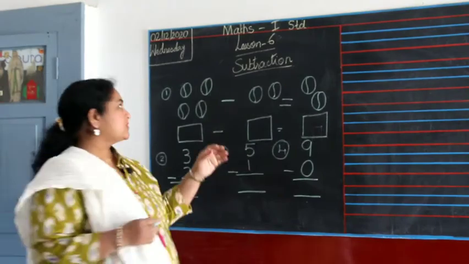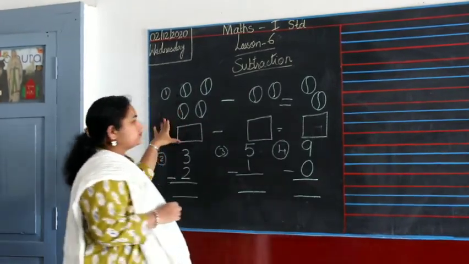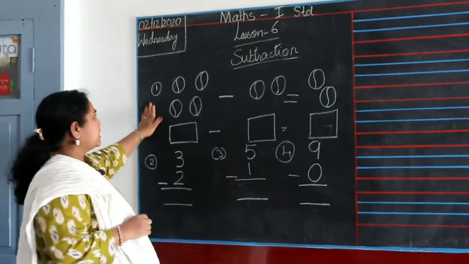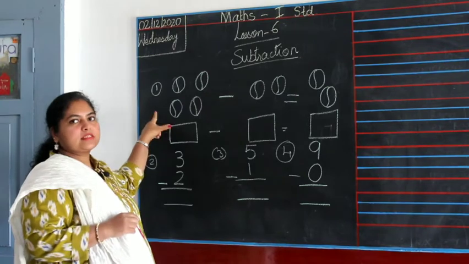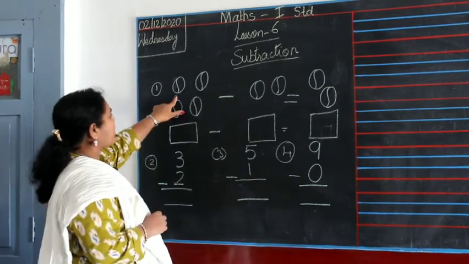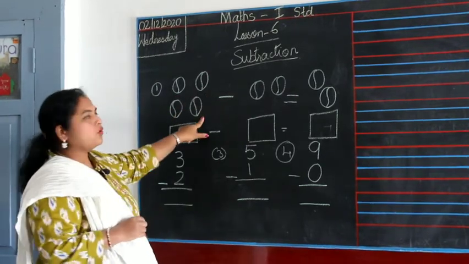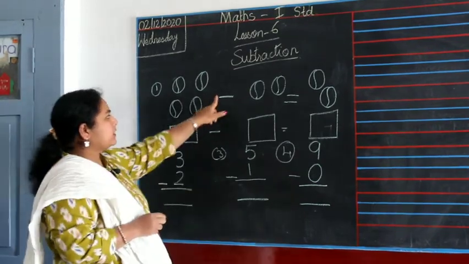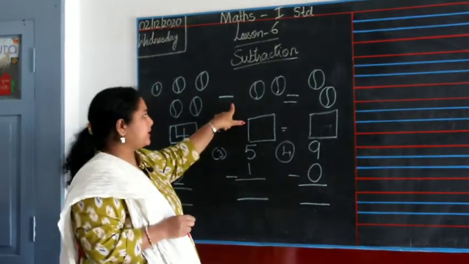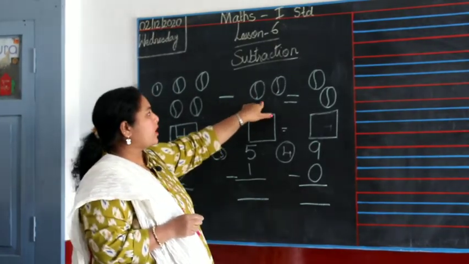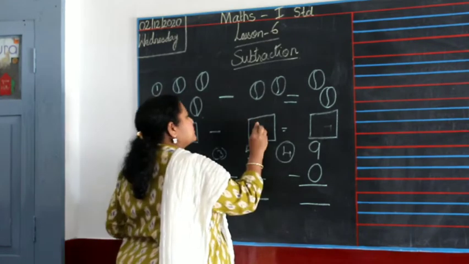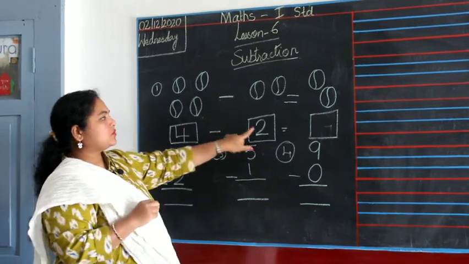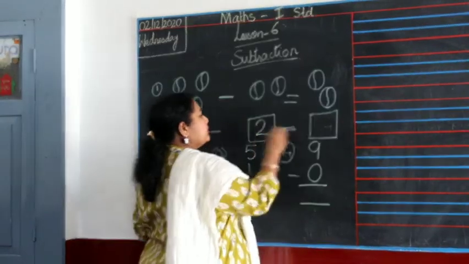So the next thing is I have written the sums for you all. Just look at the board. So what's the first? We have balls. Let's count how many balls we have. 1, 2, 3, 4. So I'll write 4 in this box. Then this is your minus sign, and how many balls are there? 1 and 2. So we have 2 balls here. So 4 minus 2 equals, how many, children?